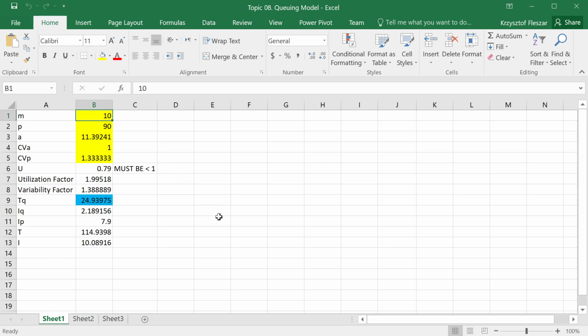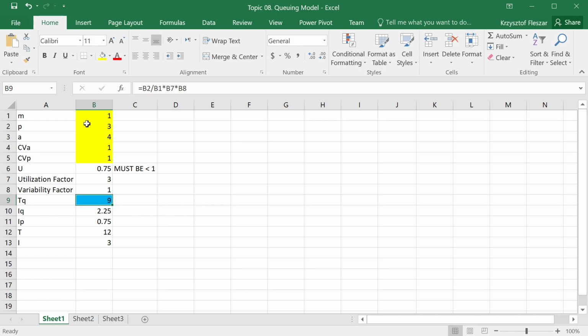So in this case, I have two identical processes, each with one server. So the number of servers will be 1. Time between arrivals was 4 minutes, and time for service on average was 3 minutes. And in addition to this, I need to say that the coefficients of variation CVA and CVP are both 1. So if you do the calculations, you'll find out that the waiting time on average is 9.